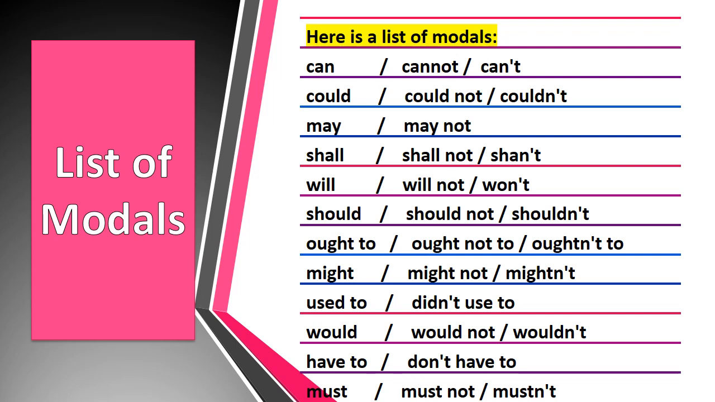Ought to, negative ought not to, contracted form is oughtn't to. Might, might not. Used to, didn't used to. Would, wouldn't. Have to, negative is don't have to. Must, negative must not, contracted form mustn't.